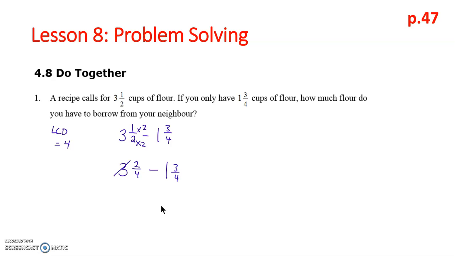So we're going to borrow from the 3, making that a 2 and 4/4. Remember that 4/4 is equal to 1. And then we have to add on the 2/4. So 2 and 4/4 plus 2/4 is going to give us the same thing as 3 and 2/4. So that's going to be 2 and 6/4 minus 1 and 3/4.